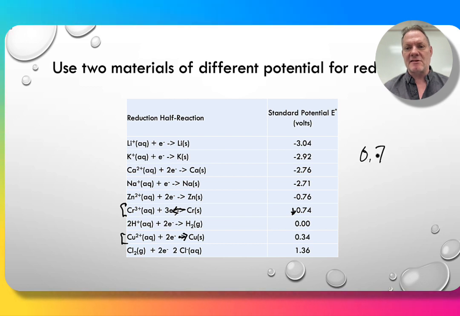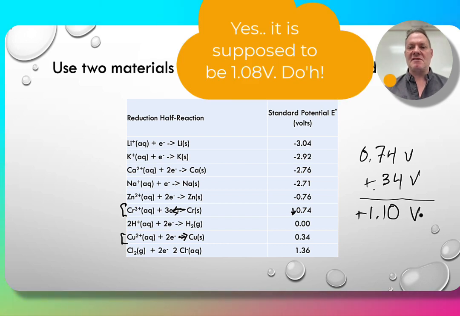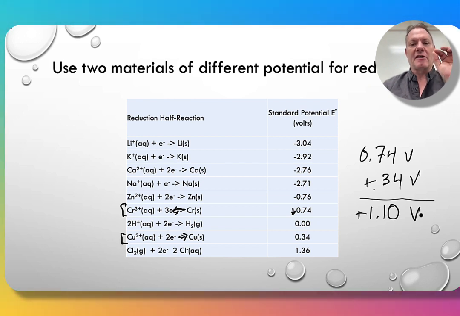So it looks like we have a positive 1.10 volts for this particular reaction. Now again, the chromium is undergoing the oxidation, the copper 2+ is undergoing the reduction. We know that because we flipped the more negative value so that the sum of the two voltages is positive. Thus, it is a spontaneous reaction.